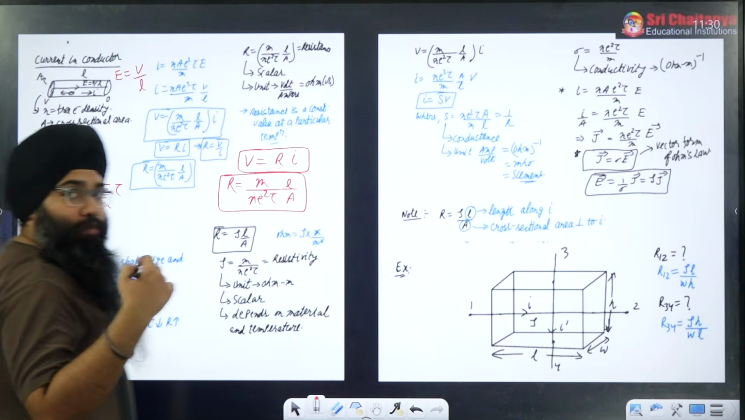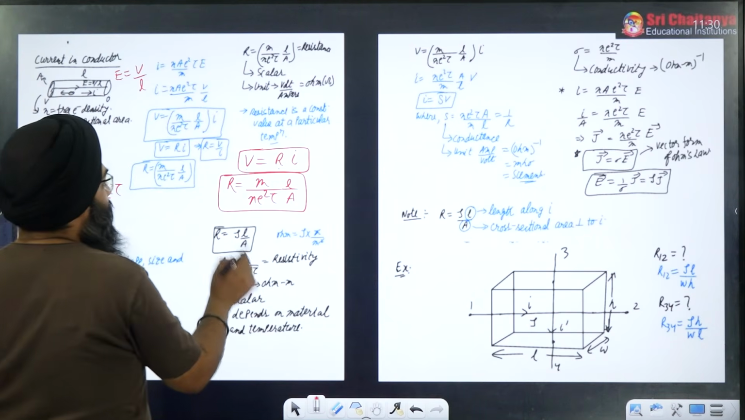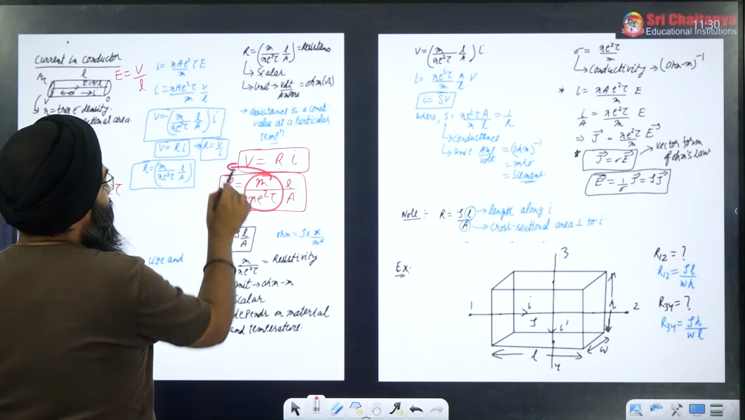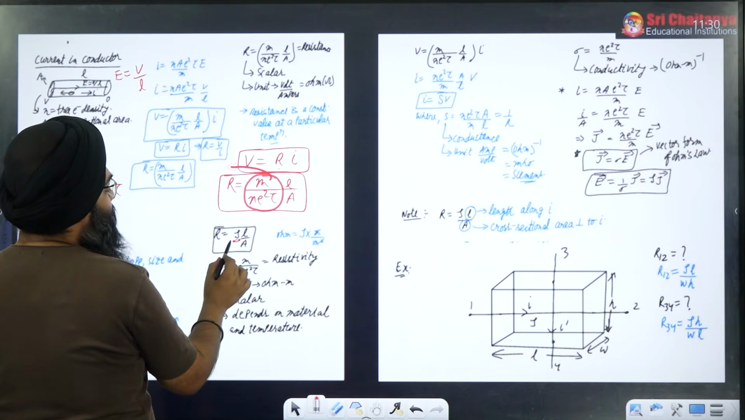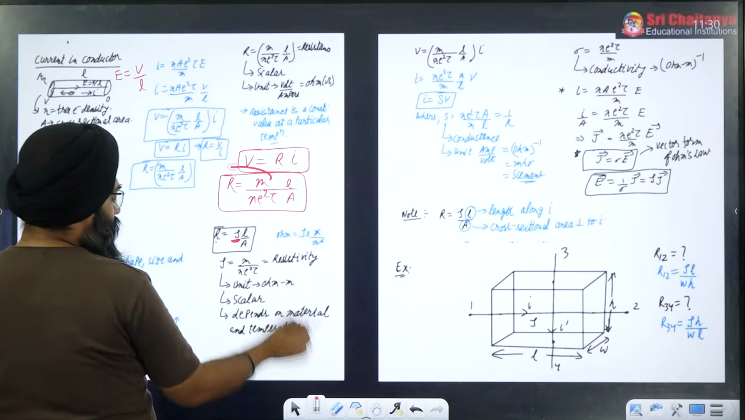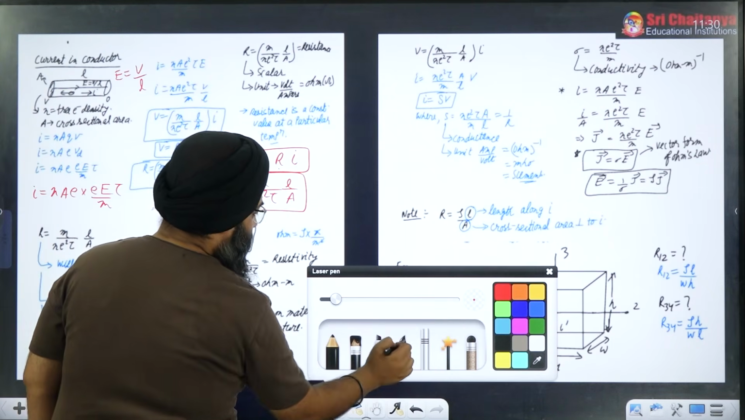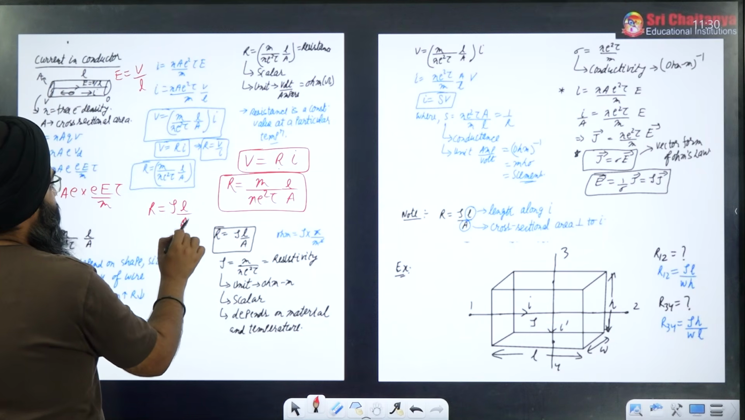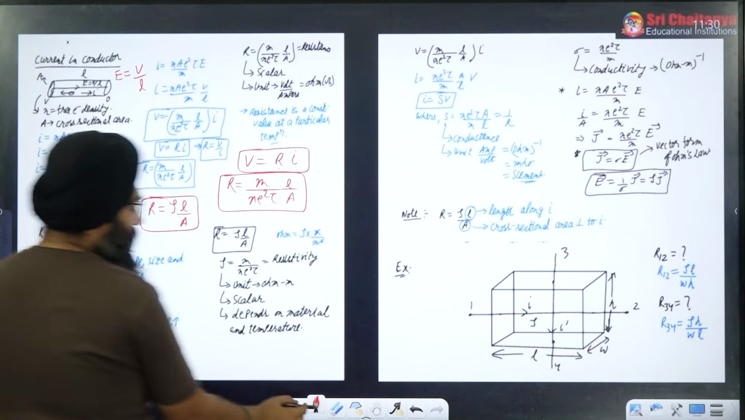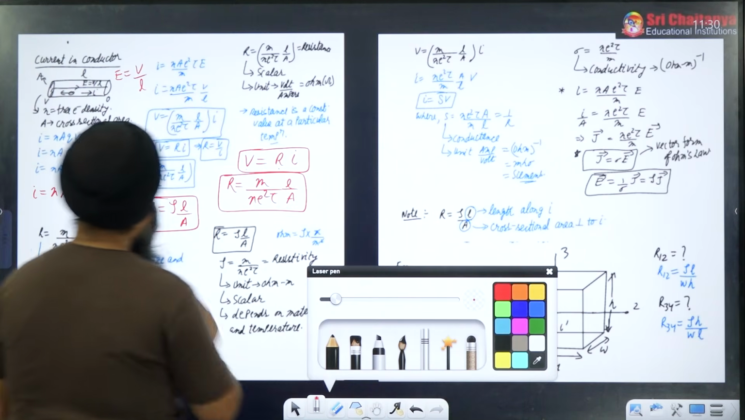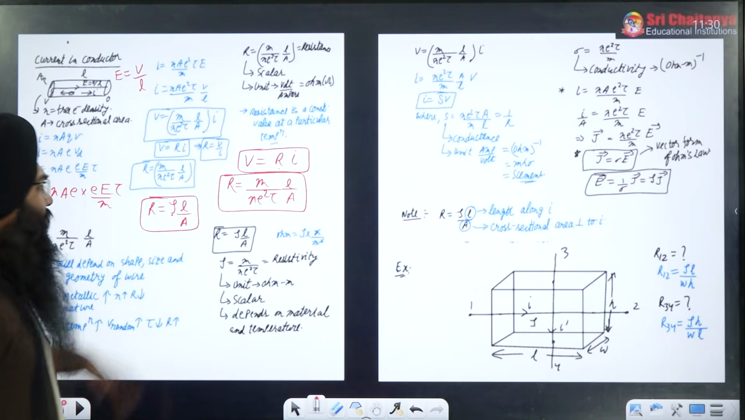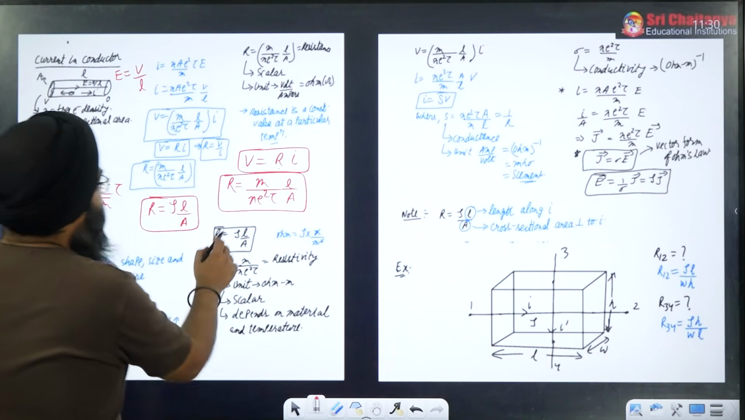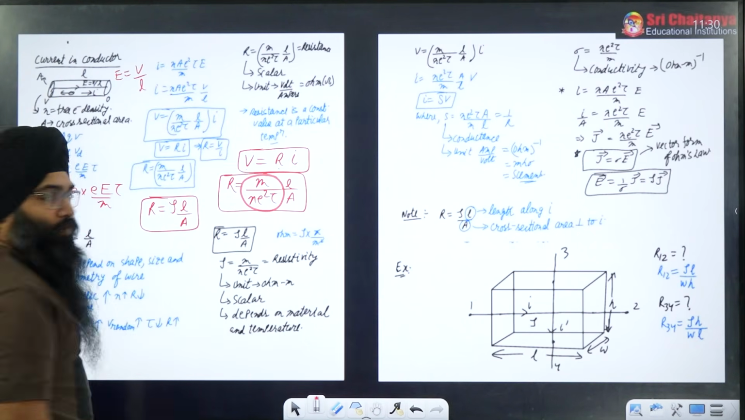Now I will introduce one more quantity, the resistivity of the material. m upon ne squared tau is itself a property of a material. That particular property is called resistivity. So R will be equal to rho L over A. A very important formula again: the resistance can also be written as rho L divided by A. L is the length of the conductor, A is the area of cross section, and rho is the resistivity of the material. What is the difference between resistivity and resistance? Let me tell you that also. Resistivity is m upon ne squared tau.